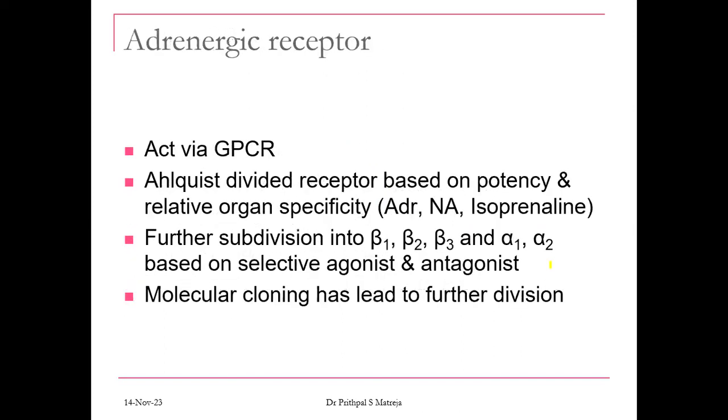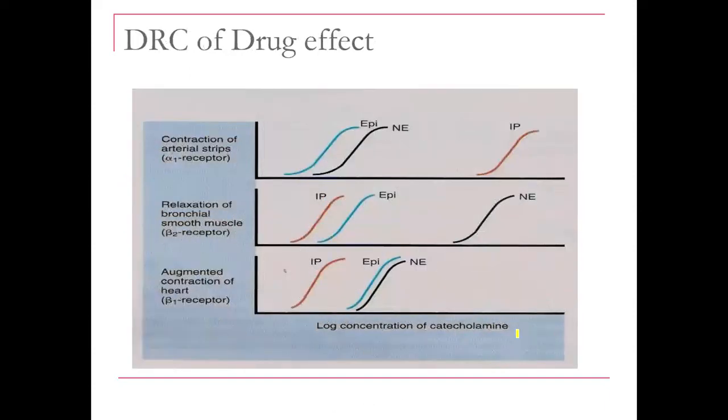Now, these particular neurotransmitters act via G protein coupled receptors, and based upon some of the experiments that were done by Ahlquist, they were divided into beta 1, beta 2, beta 3, and alpha 1, alpha 2, and molecular cloning has further studied. The experiment was done on arterial strips, bronchial smooth muscles, and the heart, and it was found out that there are certain responses that are more there with isoprenaline as compared to epinephrine, and some responses more with epinephrine as compared to isoprenaline, and this led to the classification of alpha and beta subunits of receptors.